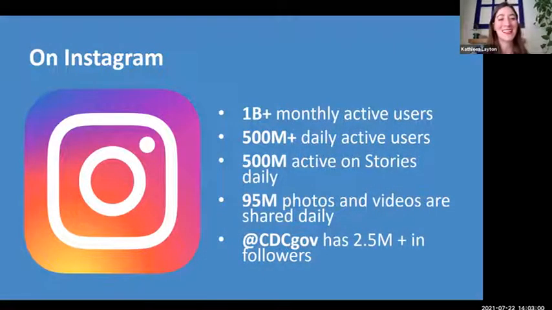Before we get into the content, let's get to know our audience. This platform has high usership with over 1 billion monthly active users, over 500 million daily active users, 500 million active on stories daily, and 95 million photos and videos being shared on this platform daily. It's also important to note that CDC Gov, the agency's Instagram handle, recently surpassed the 2.5 million follower mark on Instagram. So we're continuing to see so much growth on this channel.